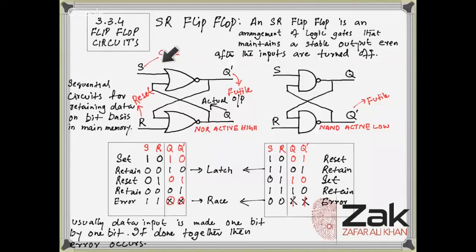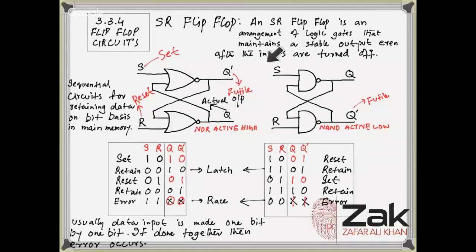S stands for set and R stands for reset. These circuits have two outputs, Q naught and Q. Q is the actual output and Q naught is futile. But what's the purpose? Whatever the Q is, Q naught has to be vice versa. If Q is 1, it has to be 0. If Q is 0, it has to be 1. At any given time, if they both are the same, that means that there is an error. The computer does not allow these to become the same in an SR flip-flop.